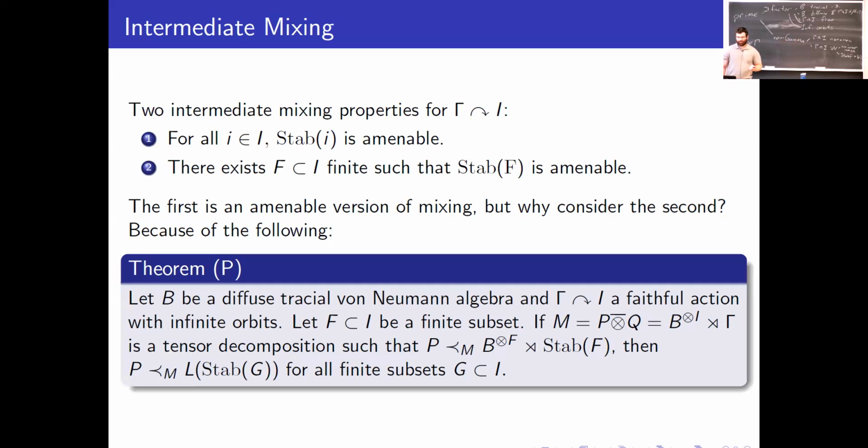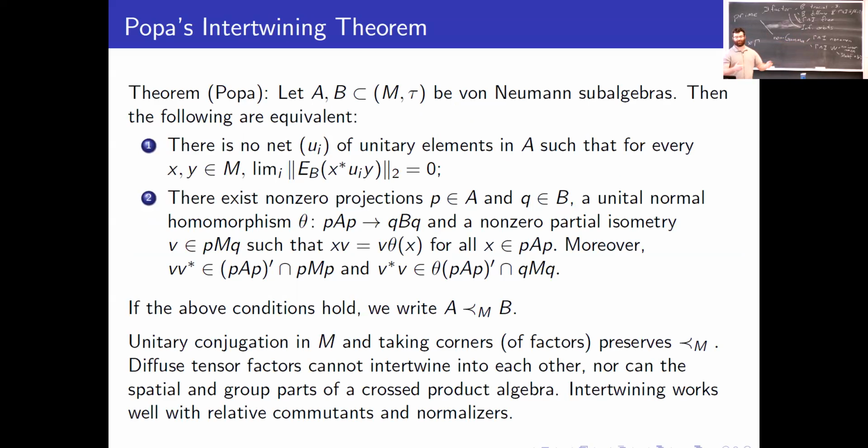Okay, so let me do a bit of a spiel about deformation rigidity, because I want to sell my research area so myself and my peers can get more jobs and all that. All right, so here's the theorem slash definition. The following are equivalent. One, there's not a net. In the separable cases, it can be a sequence. So a sequence of unitaries in A that, even when you multiply on the left and right by something in M, you can multiply anything on the left and right, and then take the expectation onto B.